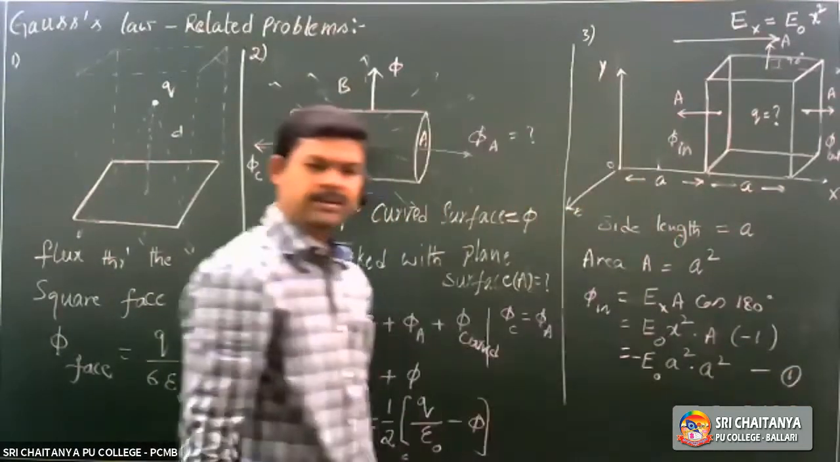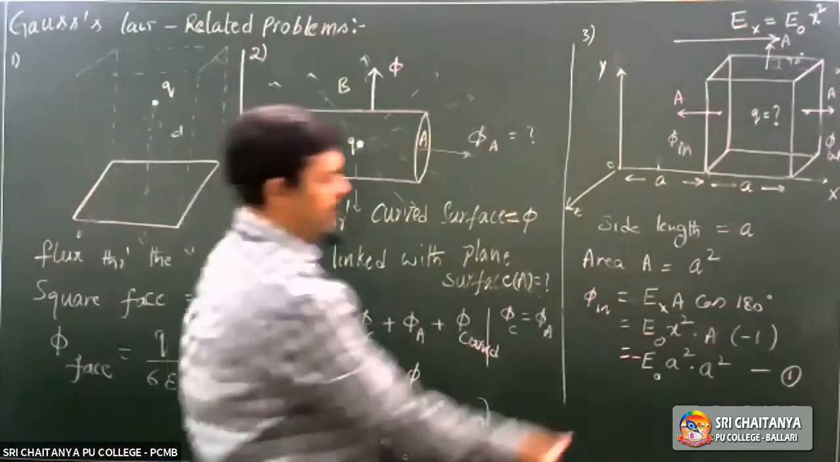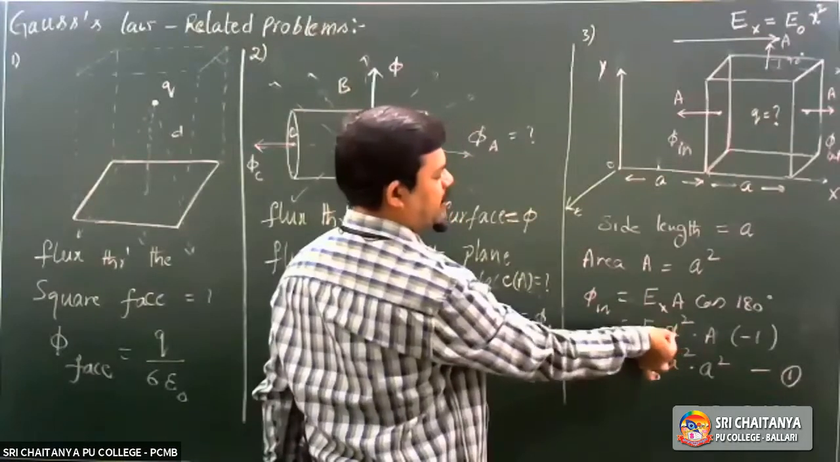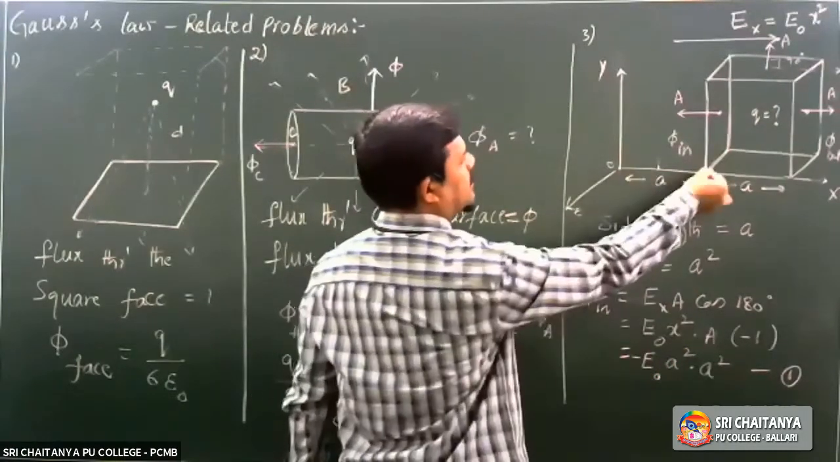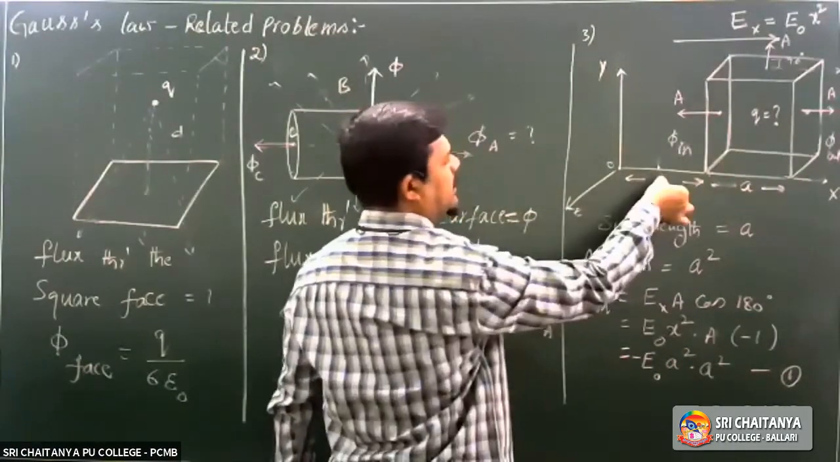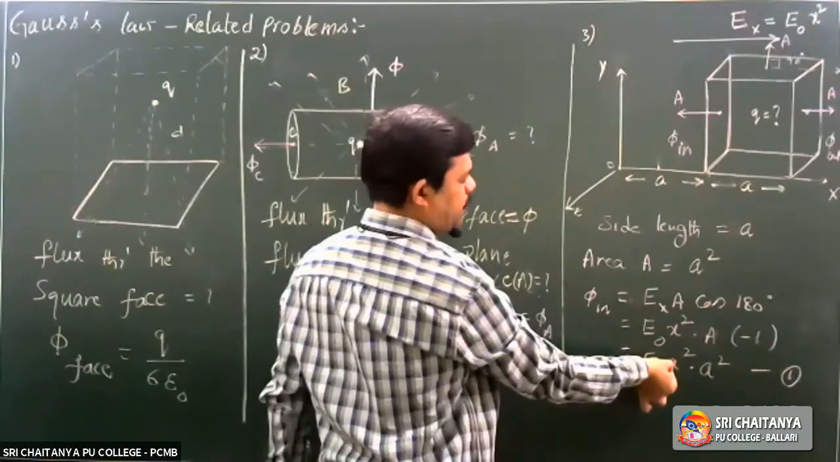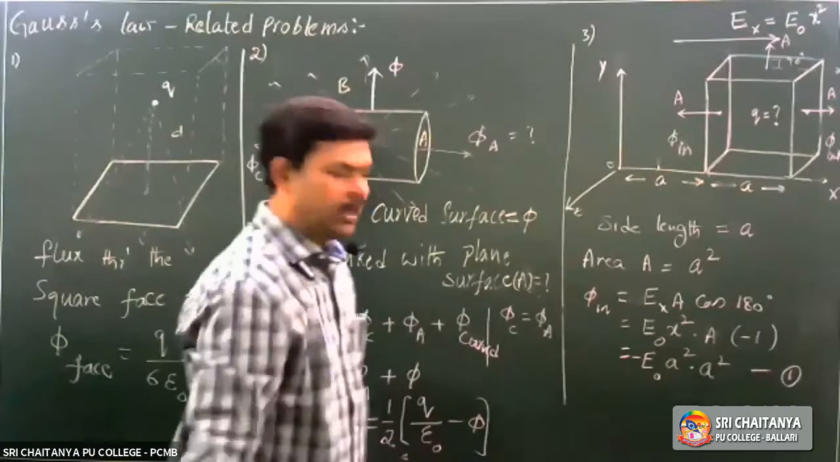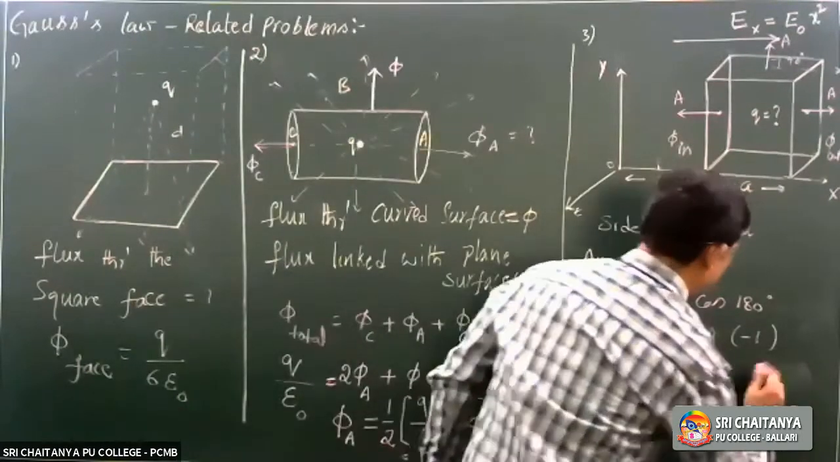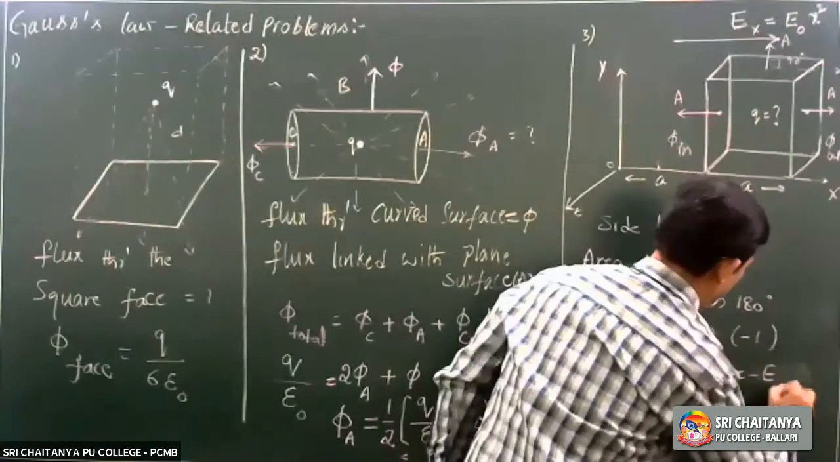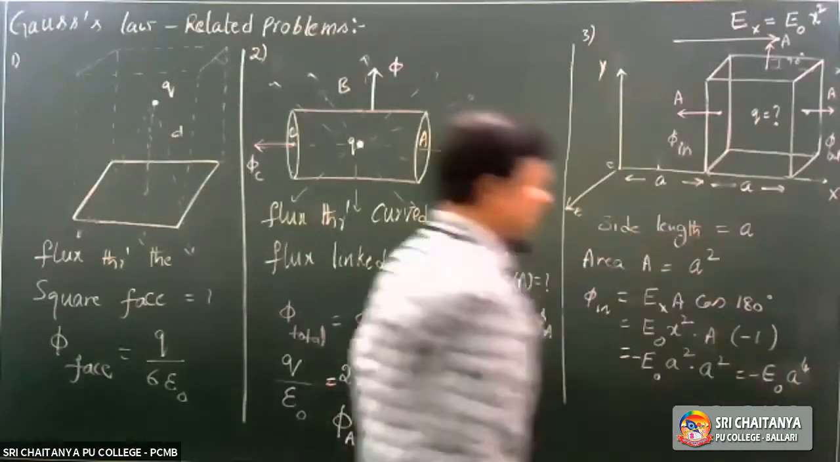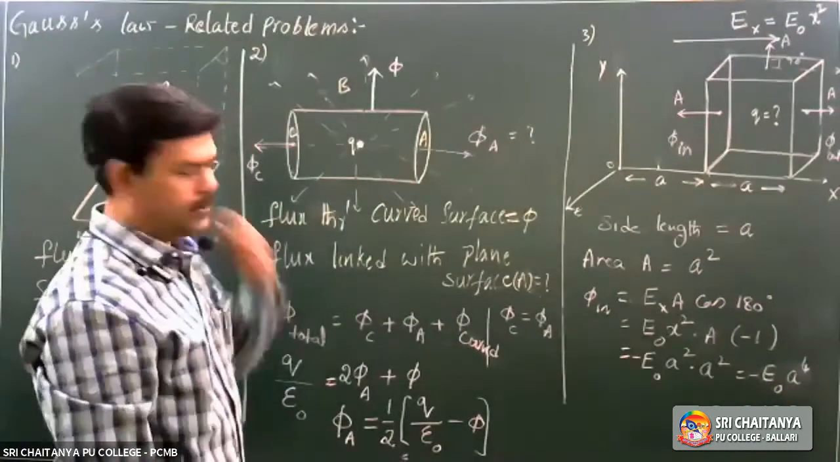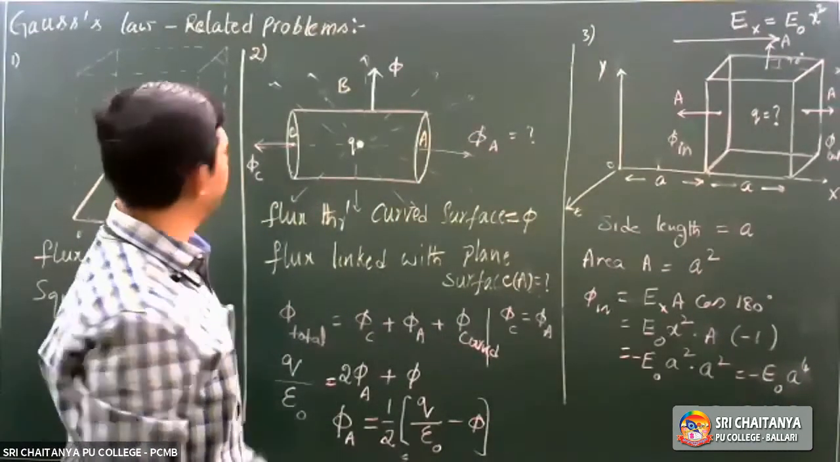This is the first one. Wherever x is there, as it is a function of distance, see the distance. This face is at a distance a. So in place of x you take a, a square into a square, a power 4, minus E naught a power 4. Right? Now can you tell what is phi out?